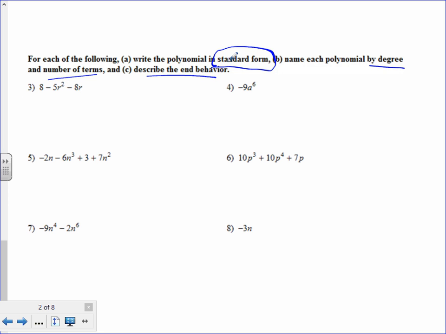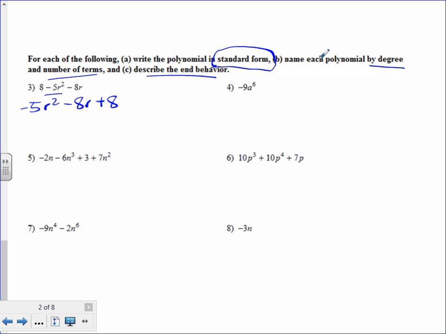Number 3. First of all, write it in standard form. All I'm doing is playing musical chairs. I'm just rearranging. So which one comes first here? Negative 5r squared, minus 8r, plus 8. Oh, plus 8, thank you. Do you see any negative signs? It's a positive 8. Okay, so it's positive.